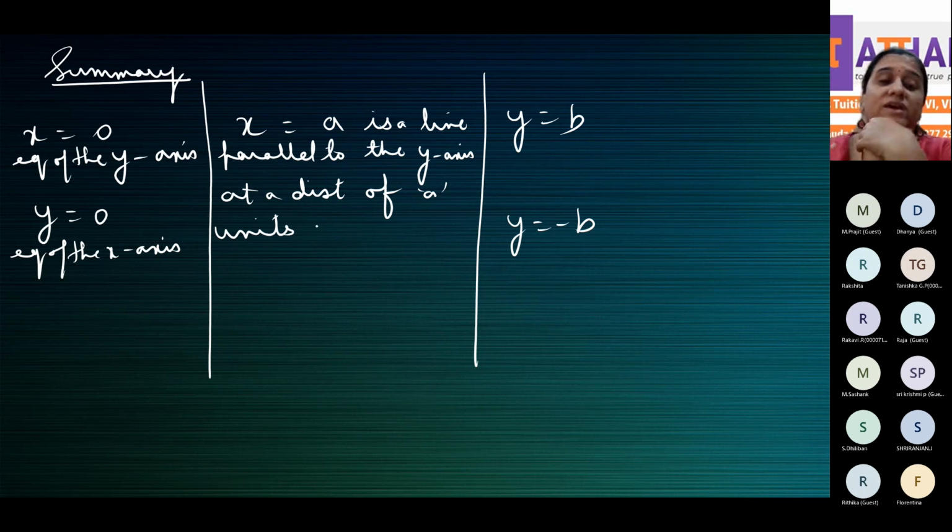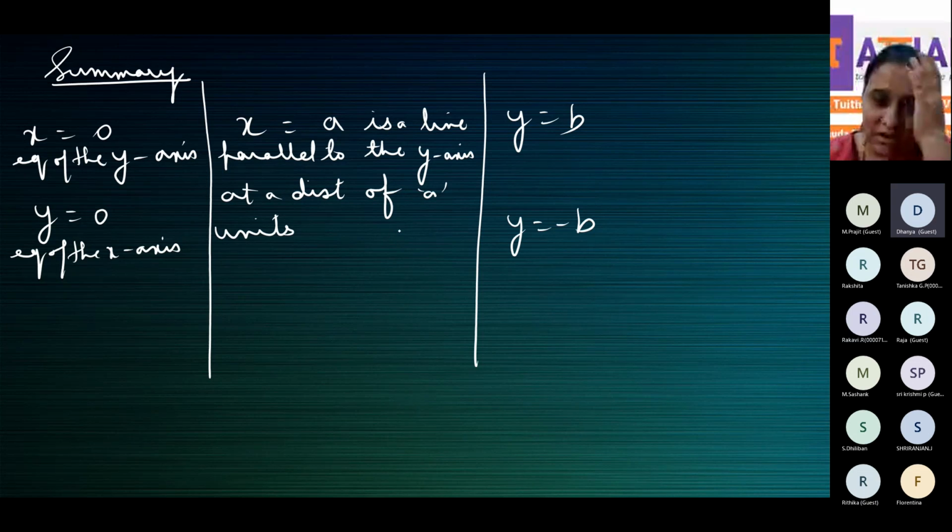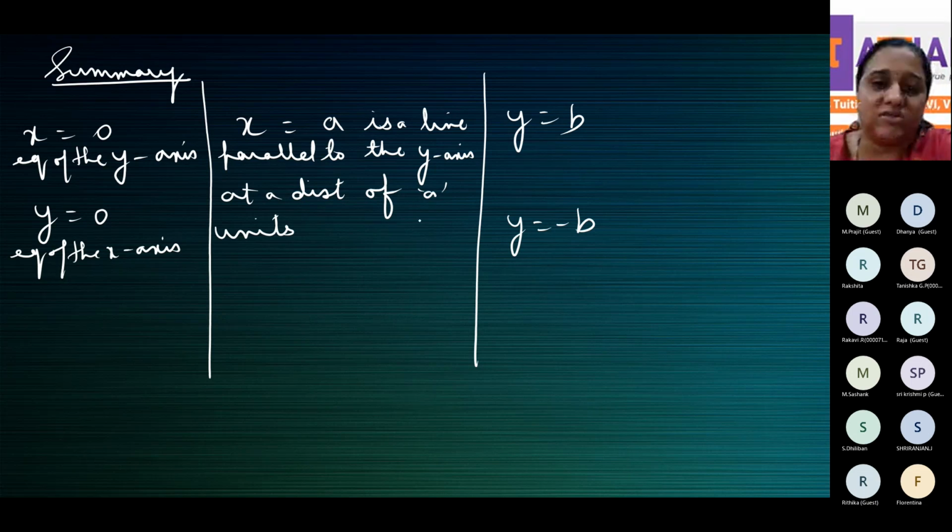If it is a positive a, it will be parallel to the y-axis. With the y-axis we have two sides, left and right. If it's a positive a, will it be to the left or right? Right side. So x is equal to a is a line parallel to the y-axis at a distance of a units to the right of the y-axis.